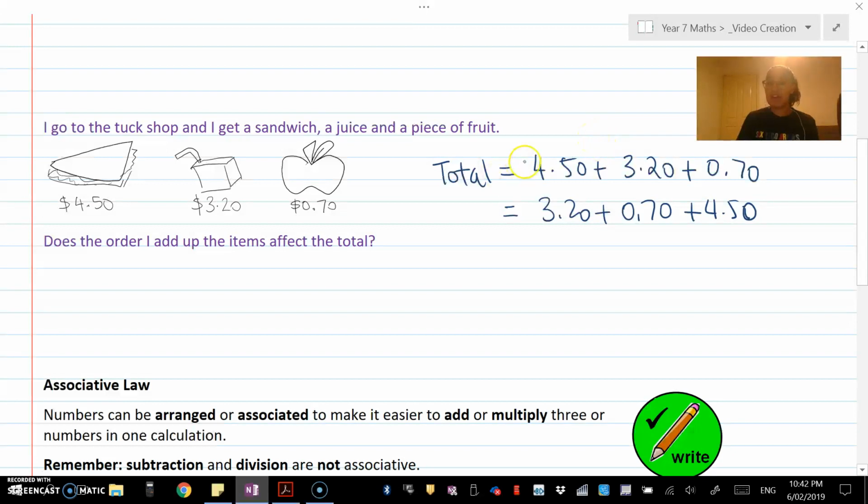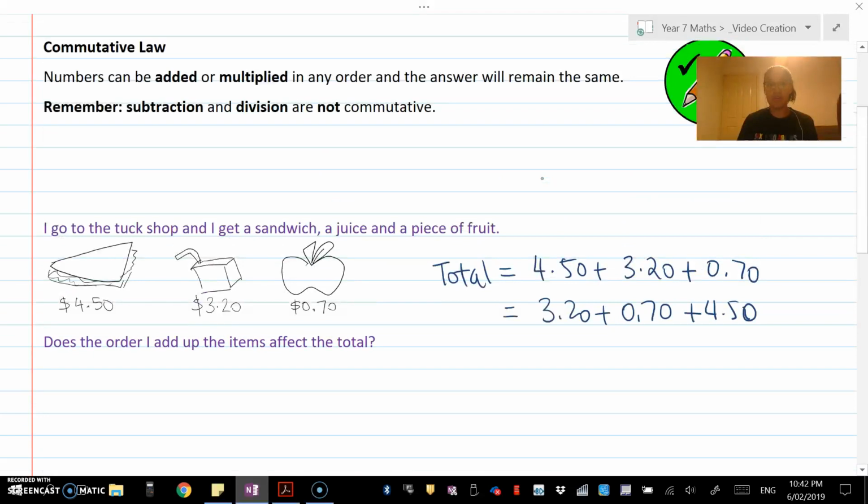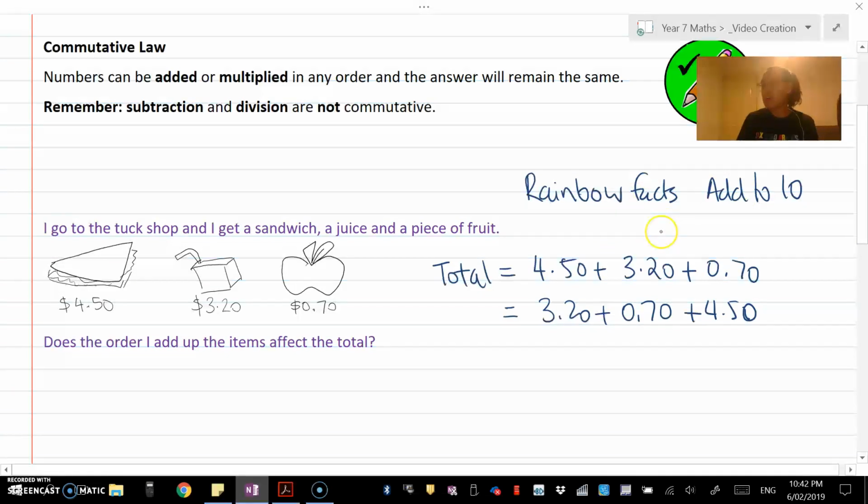So we can arrange it so now, because we know that addition and multiplication are what we call commutative, it doesn't matter which way you organize them. So I'll just bring that back up a bit. It doesn't matter which order. I can look for things like rainbow facts. So your rainbow facts might be able to help you here. And that just means numbers that add to 10. You might be looking for doubles or things that can help you out, or reducing rounding.